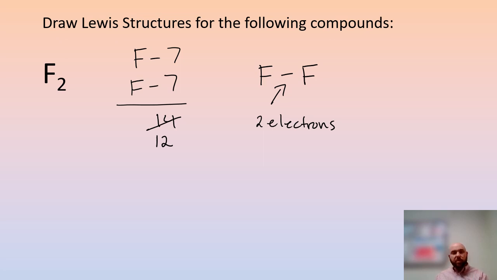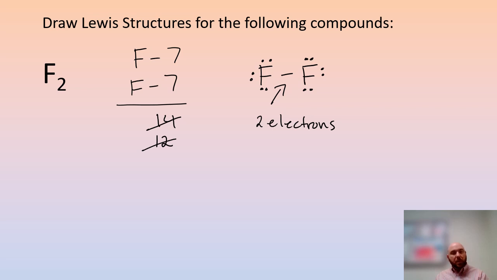But the third step is placing those leftover electrons around the terminal atoms, or atoms that are not the central atom. Since there is no central atom in our diatomic molecule, we will just place our 12 electrons around each of the 2 F atoms. I can put 6 around this fluorine atom, as well as 6 around that fluorine atom, using up all 12 of my electrons.